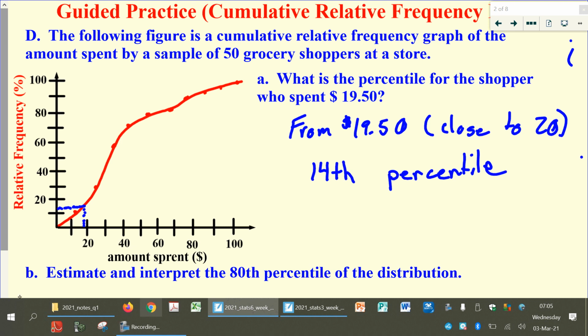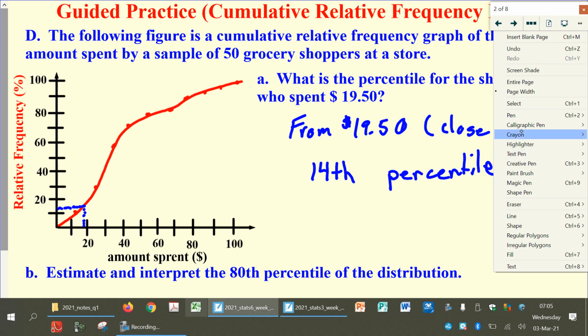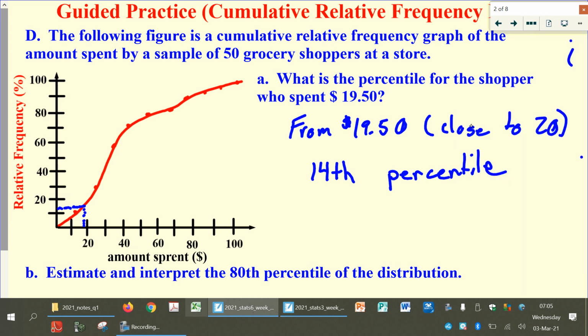Okay, so that's our graphic from that one. You can do it the other way. We could find the 80th percentile. So we'll go right up to 80. I'm going to change pen colors again. So I'm going to go to 80. This is looking for the 80th percentile. We're going to go to 80%, and come across till we hit the graph.